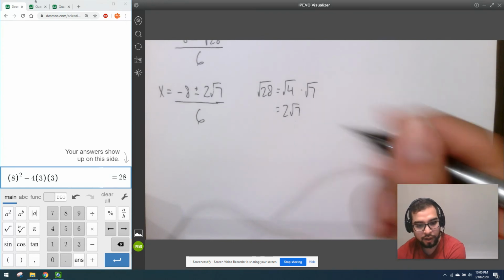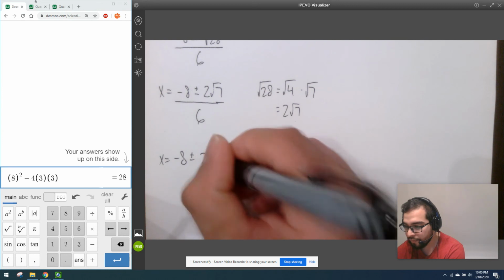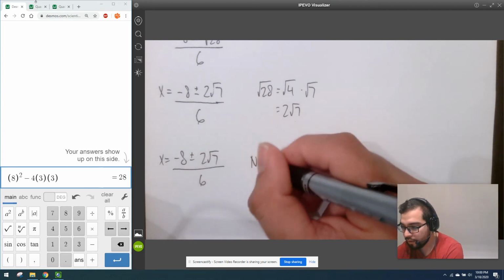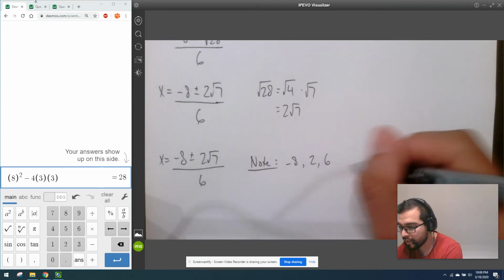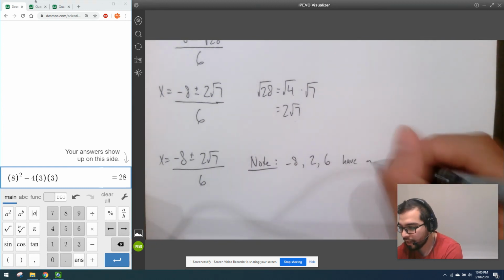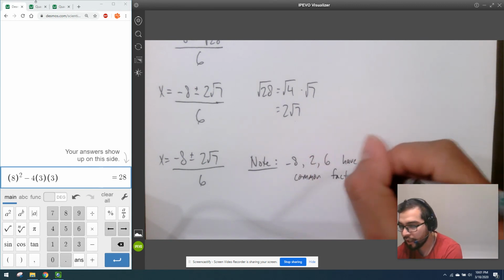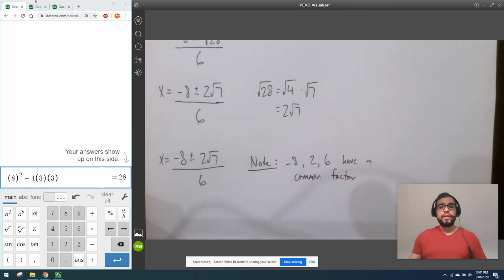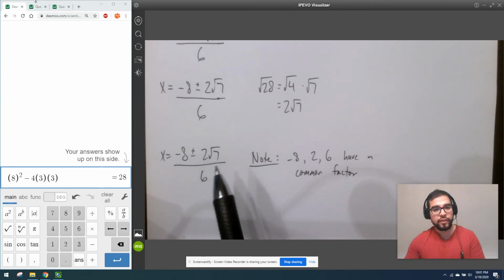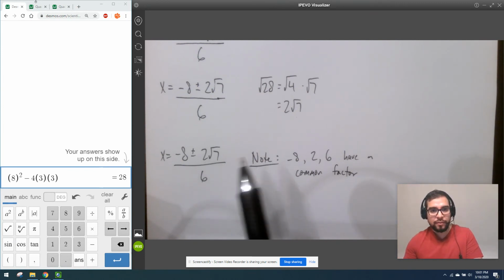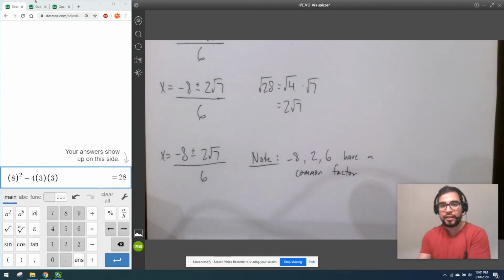Now, I do want you to make note: negative 8, 2, and 6 have a common factor. So I'm going to go ahead and simplify a little bit more. Now the 2, I could simplify it because it's a coefficient. This is equivalent to saying 2 times the square root of 7. So I can go ahead and do that. So now let's simplify a little bit.